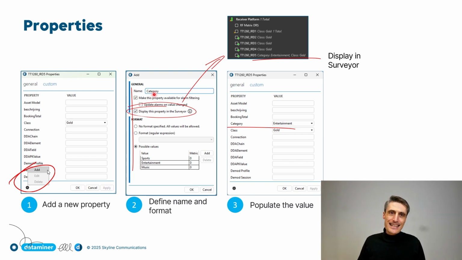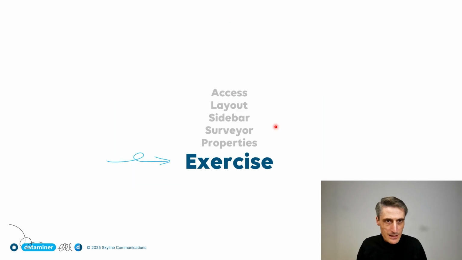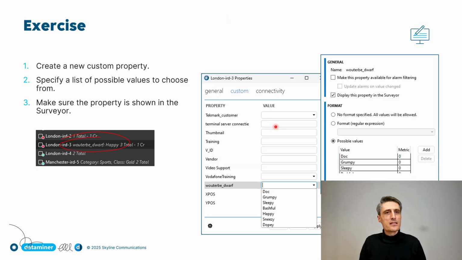So we created a new one. We've shown it in there. We made possible values. We populated the value in there. We just did those 3 steps in the demo. So that's how you attach properties, and the exercise is actually the same thing, so you can also play around with that. Create a new custom property, give it a name, give it the possible values in there, and show it there and try it out on your elements that you have in your DataMiner system.